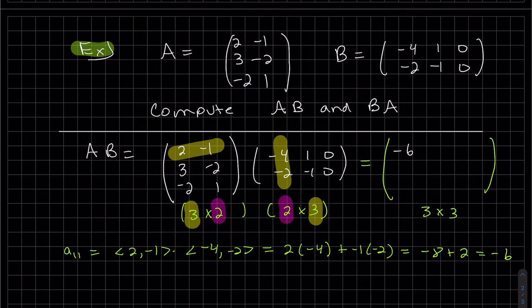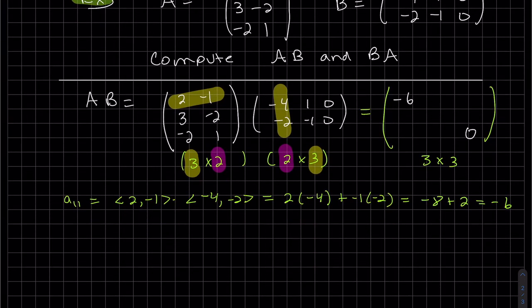What I like to do is the first times the first, the last times the last. Well, that looks like it's just going to be 0. Those are the easy ones that we don't have to think about. And then let's just pick a random one. A32. Let's figure that out.